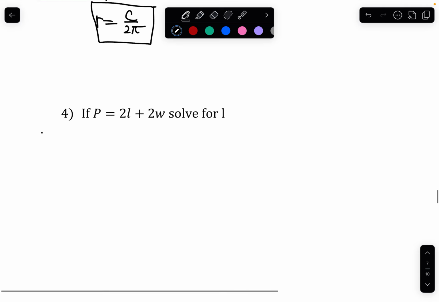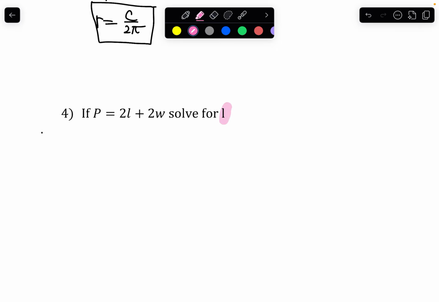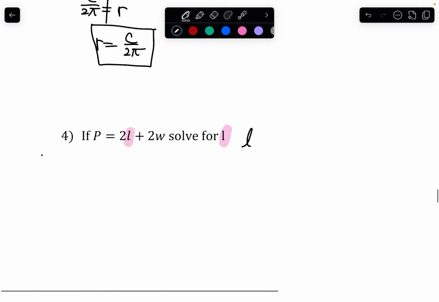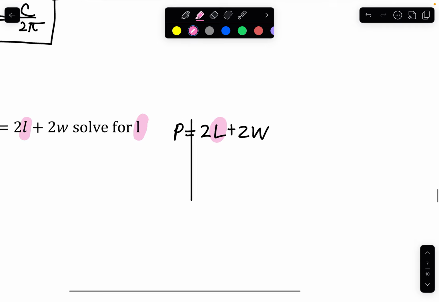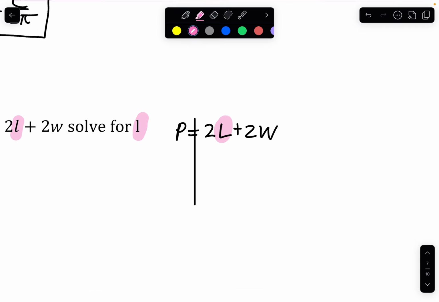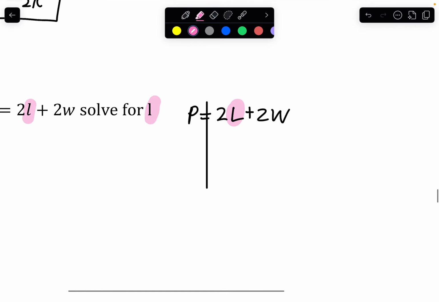Okay, here's our perimeter formula, and we are solving for L, the length. Make sure when you do your L's, they don't look like ones. Here you can see it looks like a 1. And so I do cursive L's, which is a loop. Or you could also do capital L's if that's more familiar for you. P equals 2L plus 2W. And so we are solving for L. I don't usually like changing their letters, but in this case I will. Not changing the letters, but changing the case.